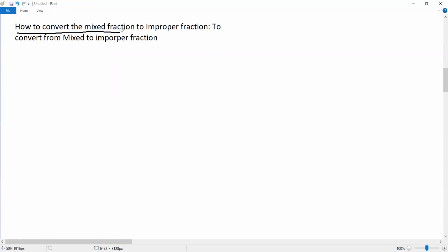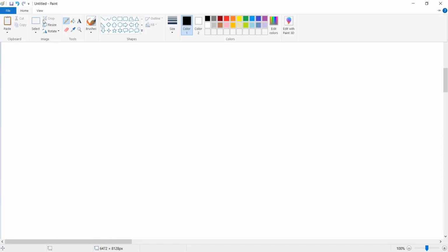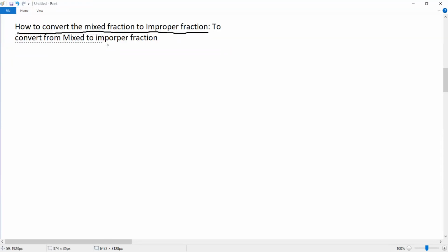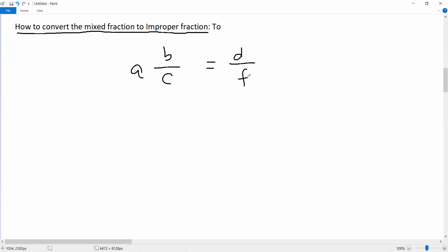First we discuss it, then we write it. Now, our mixed fraction is basically what we represented as a whole b over c. That was our mixed fraction, a whole b over c. Now we want to convert it into the d over e form, or whatever you call it. So we want to learn how to convert this a whole b over c into d over f form.